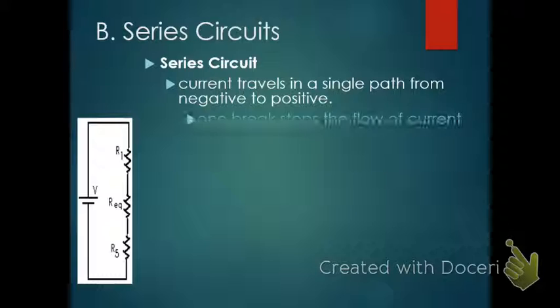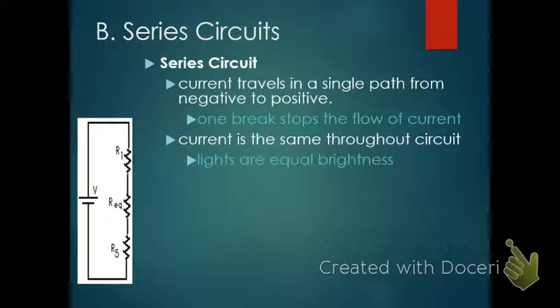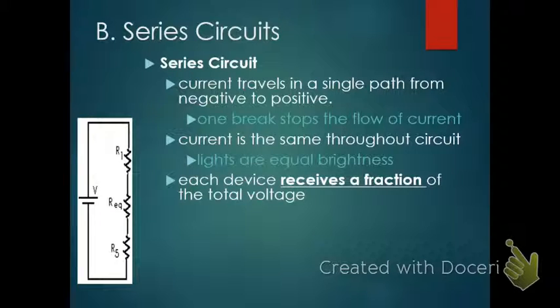So there are two types of circuits: series and parallel. In a series circuit, current travels in a single path from negative to positive, and one break stops the flow of electrons. So if you have, for example, a circuit that has three loads, and one of these is removed from the circuit, it stops the flow of electrons, and so everything will stop working.